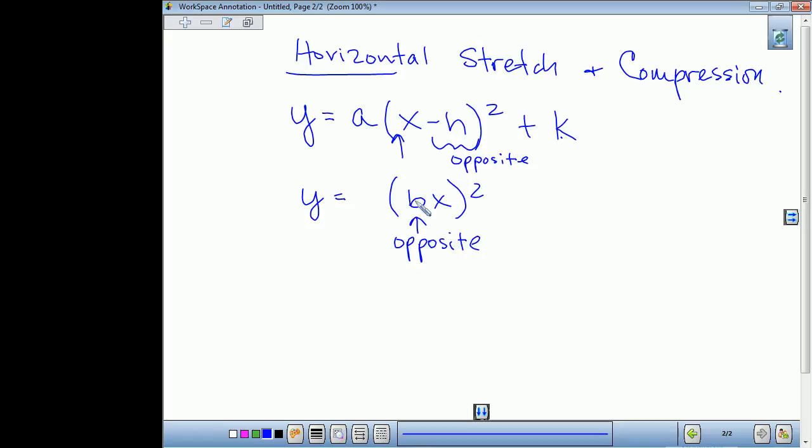So the opposite of what's multiplied in there causes a horizontal stretch or compression. So when B is greater than 1, it's kind of the opposite. We think that would be stretch, but what's the opposite of stretch? Compression. And when that B is between 0 and 1, it actually causes a stretch.